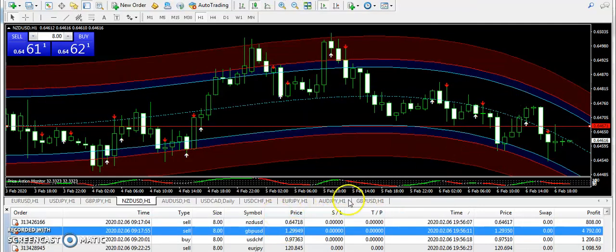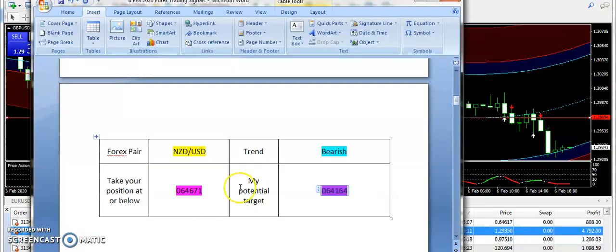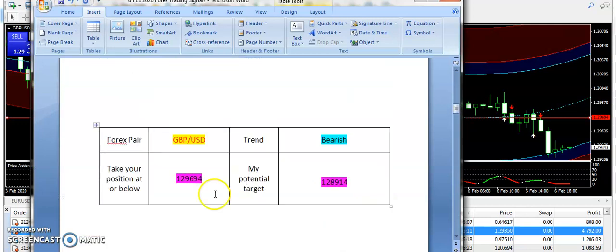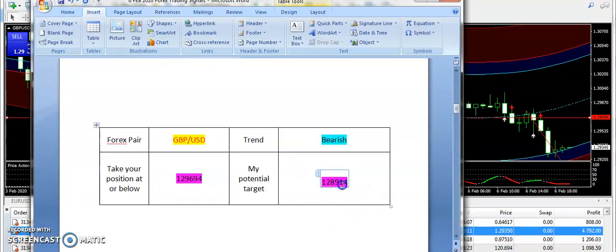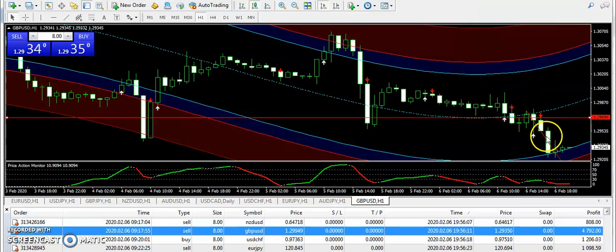Next we are going to talk about Great Britain Pound USD, which has already reacted as per the signals report. I have supplied the bearish signal in case of Great Britain Pound USD from 129,694, and 128,914 is the target price. You can see a clear break from the entry, and the market has already gone down. If it continues the further downward momentum, then it can go down to 128,914. Overall, I am bearish on Great Britain Pound USD.